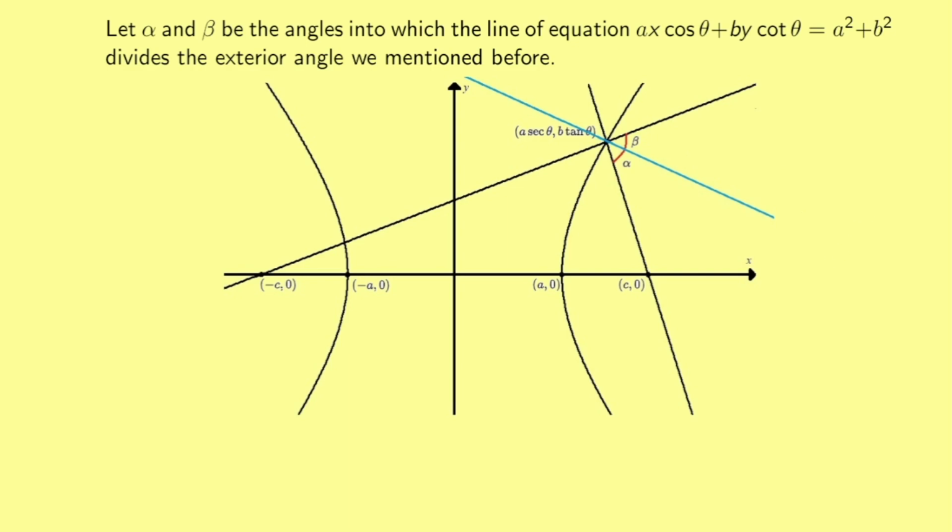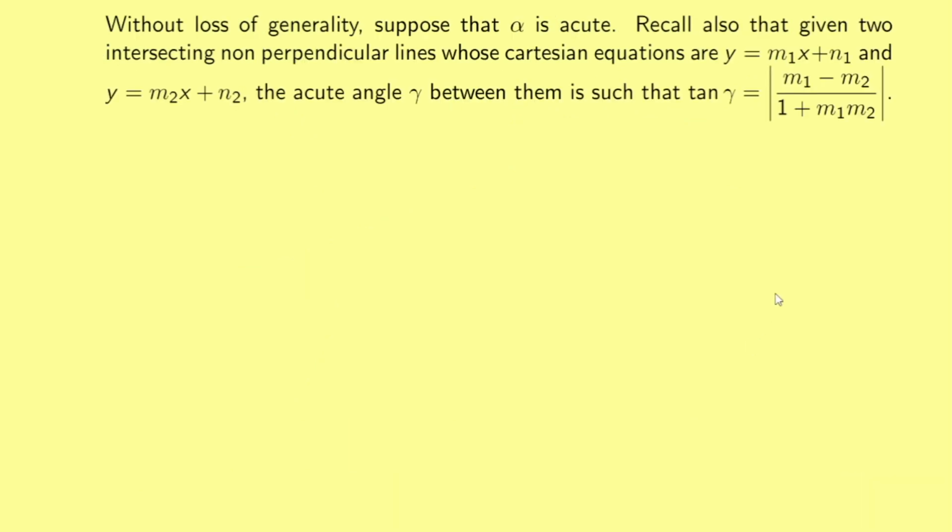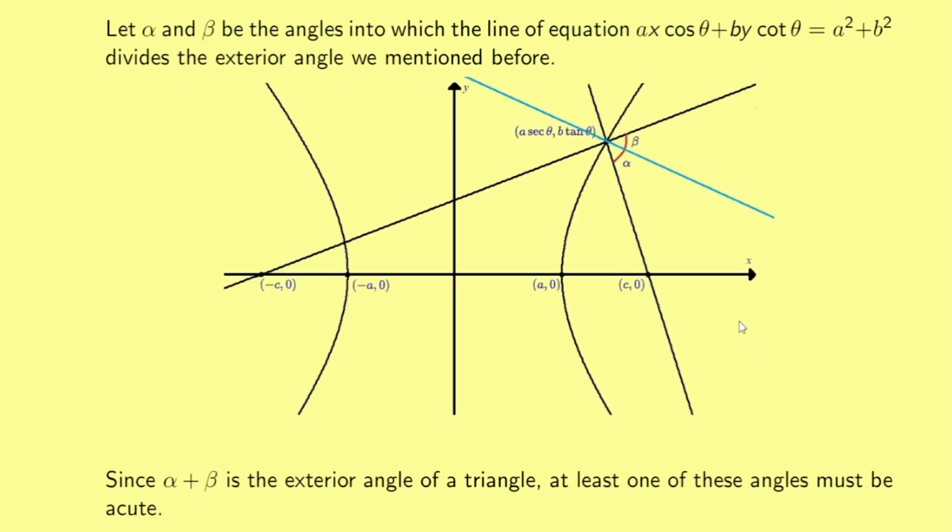So in particular, what we get is that alpha and beta cannot be obtuse angles. They cannot both be greater than 90 degrees. At least one of them must be less than or equal to 90 degrees. Okay, perfect. And so this is what is written here.